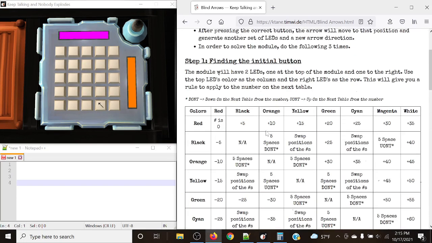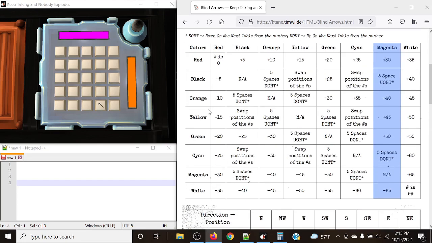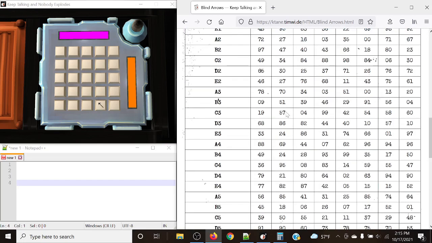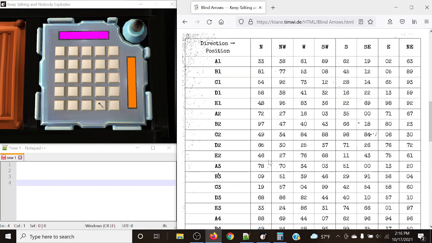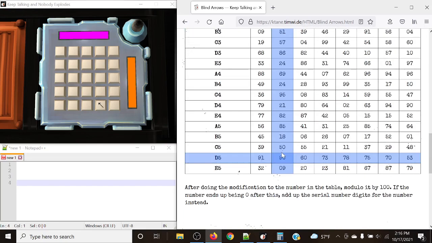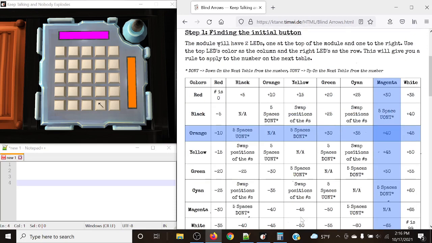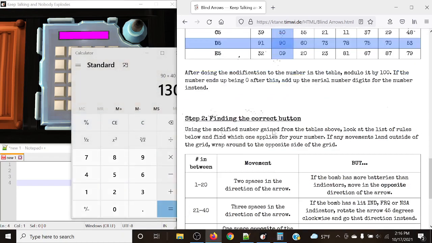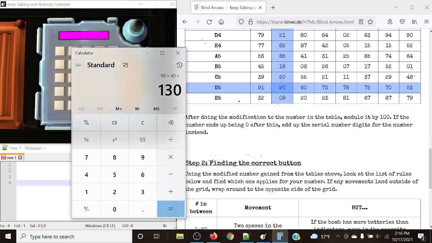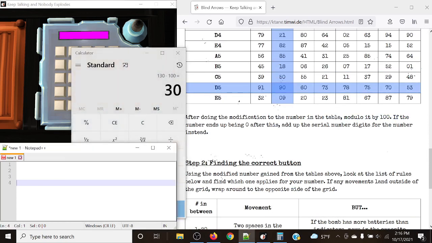So for our last stage here, we have magenta and orange. Magenta and orange is going to be plus 40, and we are still at Delta 5. Our arrow is now pointing northwest. We're currently at 90. We're going to be adding 40 to that 90, and that gives us 130. We're going to now modulo it by 100 because it is over 100, so modulo 100, and that will be 30. Or simply just take the last 2 digits of the result, and that's what you need to do.